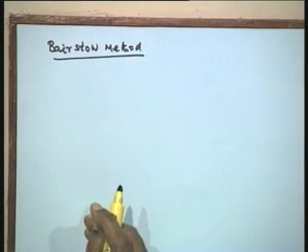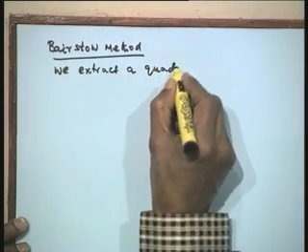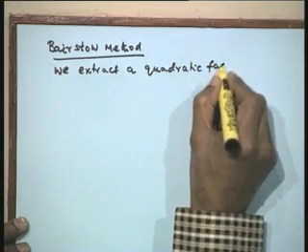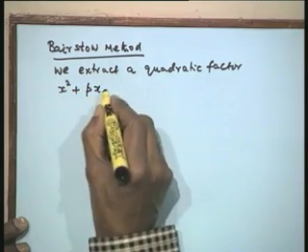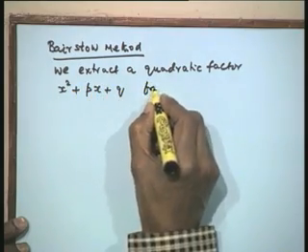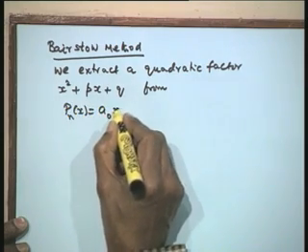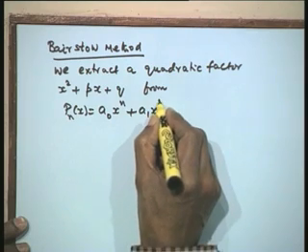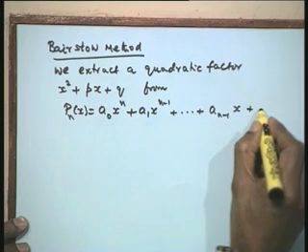The Bairstow method is that wherein we will extract a quadratic factor and not a simple factor. So we can say we extract a quadratic factor x squared plus px plus q from the given polynomial. So let us take the polynomial, let us write it again: a naught x to the power of n, a1 x to the power of n minus 1, plus so on, a n minus 1 of x plus a n.